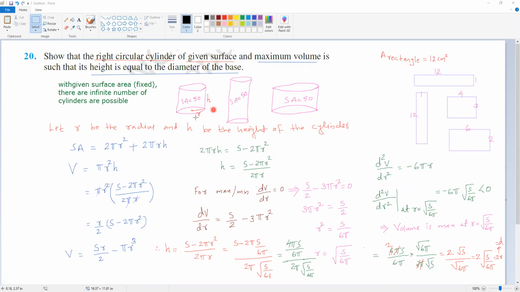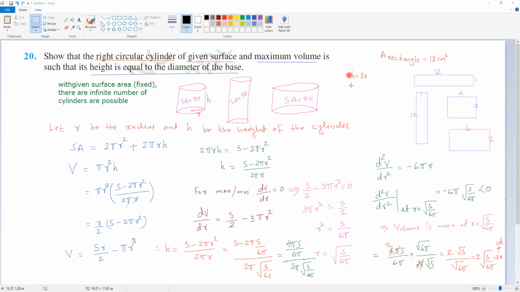When you give h is equal to 2r, in that particular case also you will get the surface area 50. Look, for example, 50 means constant, suppose 50, so the surface area is 50 constant. So when you give h is equal to 2r, then also you will get the surface area 50. Apart from this there are many cases when you give different values of r and h. This is only one particular case.